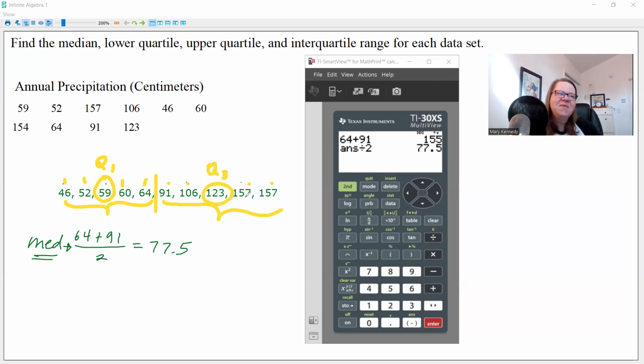All right, so we're getting closer and closer to our final answer, which is the interquartile range. Interquartile range is simply Q3 minus Q1. So we're going to subtract those two numbers and we'll have our final answer. So IQR, interquartile range, is Q3 minus Q1. There I go again, making the notation not great. But we're going to subtract 123 minus 59 and get our answer.